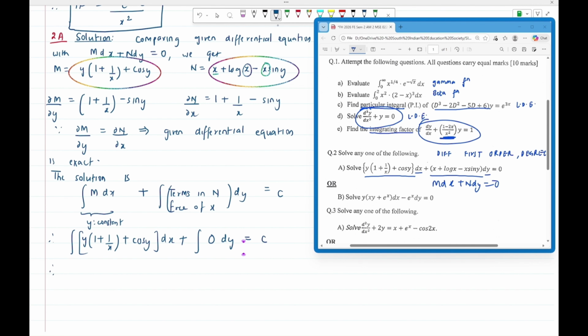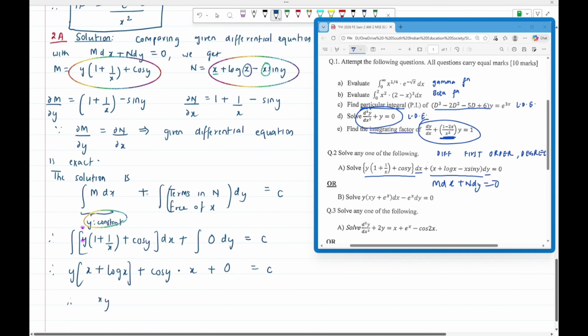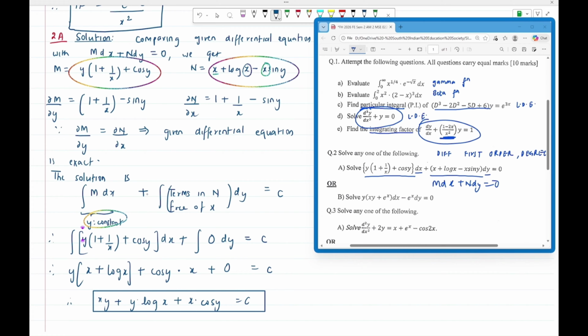Now in the first integral we will be considering y as a constant. So we have here the integral of y. Since y is a constant, let's bring that out. The integral of 1 is going to be x, plus the integration of 1 over x is log of x. Again, cos of y is a constant. So this is going to be cos of y into x plus 0 is equal to c. So this gives us x into y plus y into log of x plus x into cos of y is equal to c. So this is the solution of sub question 2a.